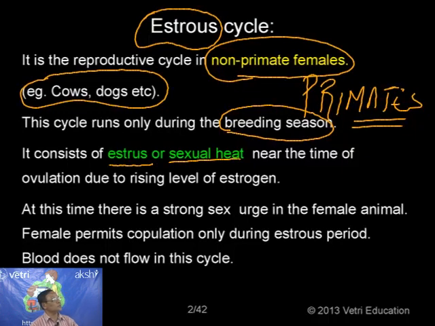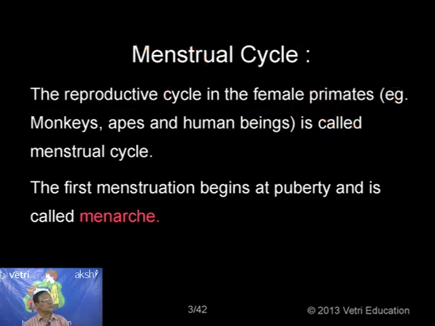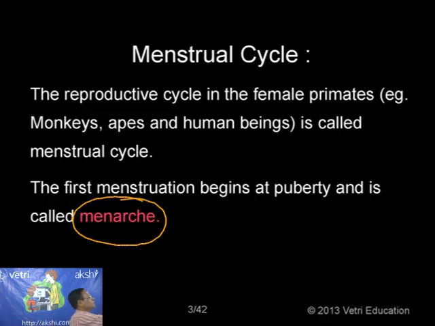Now in contrast to this, which is a primitive method of the reproductive cycle, we have in the case of primates the menstrual cycle. The reproductive cycle in the female of primates is called a sexual cycle. Normally the sexual cycle begins at the time of puberty, once the menstrual cycle has started, and that period is called menarche. So always it occurs between menarche and menopause. The sexual cycle always occurs from menarche to menopause.